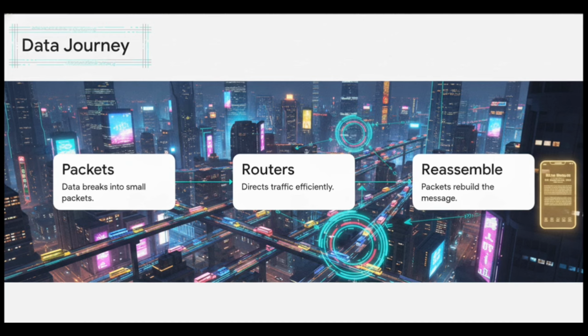Along the way, networking devices called routers act exactly like smart city traffic controllers, constantly analyzing congestion and directing these packets down the most efficient neon highways. Finally, when they all arrive at your phone, they seamlessly reassemble themselves perfectly into the original message or video.